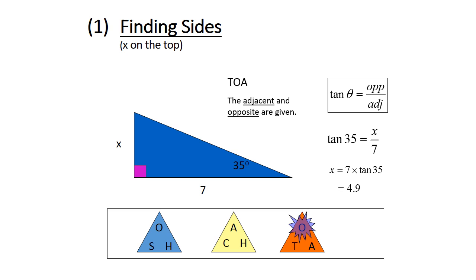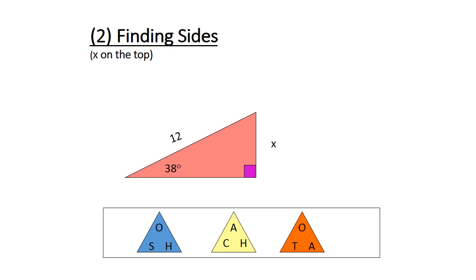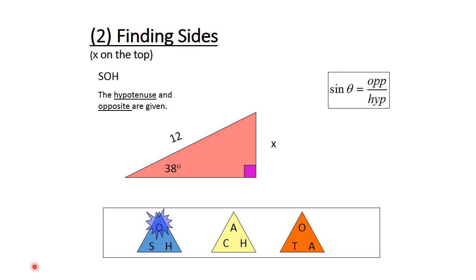Let's try another example. Let's have a look at this one. If we were standing here in this corner and looking across this park, this would be our opposite side, and this would be our hypotenuse side. So if we have opposite and hypotenuse, that means we're going to use the SOH formula, this one here, which is written out like this.